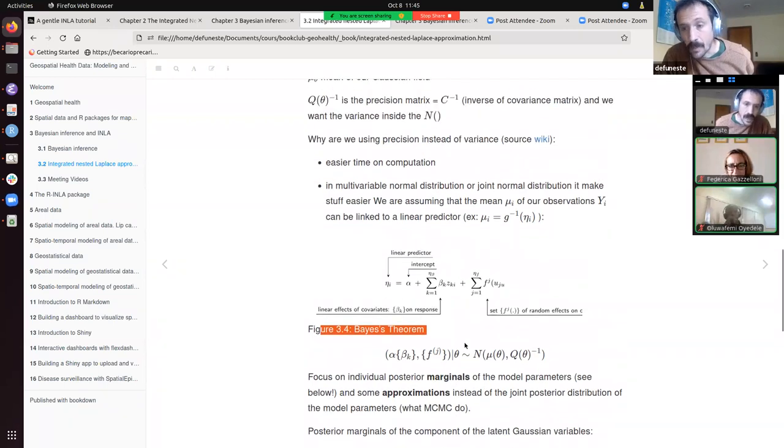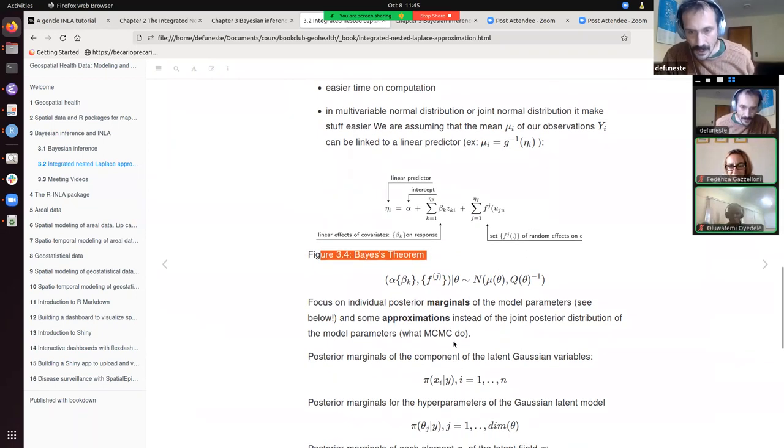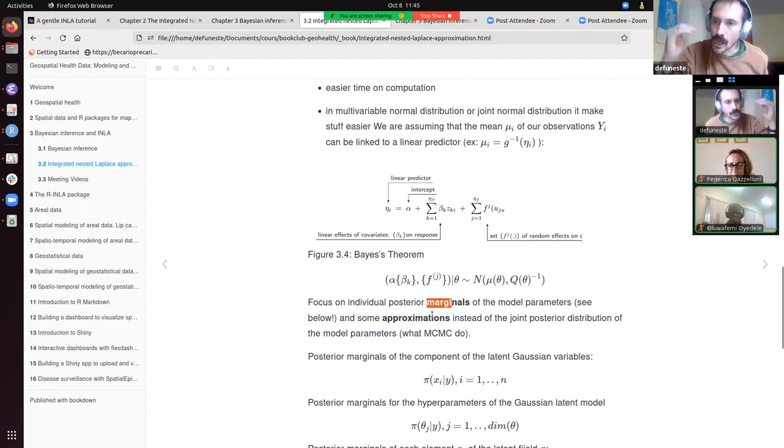And this will help us, but I do not understand how, doing the inline step. Then, when we focus, what is different between MCMC and INLA is that we are focusing on the posterior marginal. So we are focusing on the summary of the results and not getting all the available options.